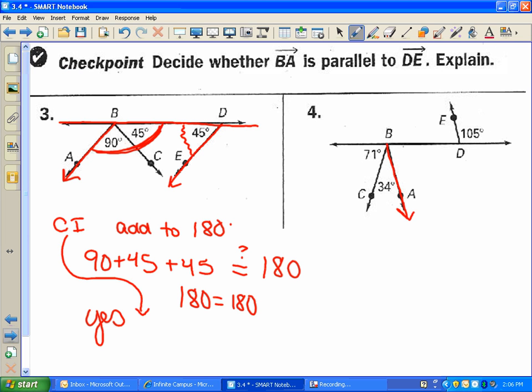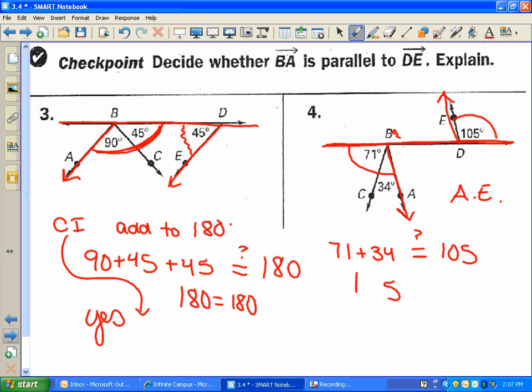All right, now let's look at this picture. We've got the ray BA and the ray DE, and I'm looking at the transversal that goes through them. The only thing I'm given is the 105, so that's an exterior angle. We either have to look at corresponding angles or alternate exterior. There's not a corresponding angle, because it's only a ray, not a line, so there's nothing over here. So I've got to do the alternate exterior angles. We have to see if these are equal. The 71 plus 34, does it equal 105? Alternate exterior angles have to be equal. That's 105, isn't it? So do they equal? Yes. And why are they parallel? Because the alternate exterior angles are equal.